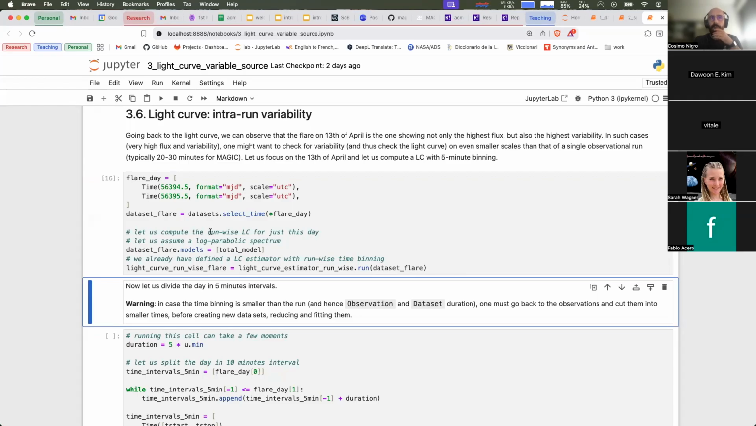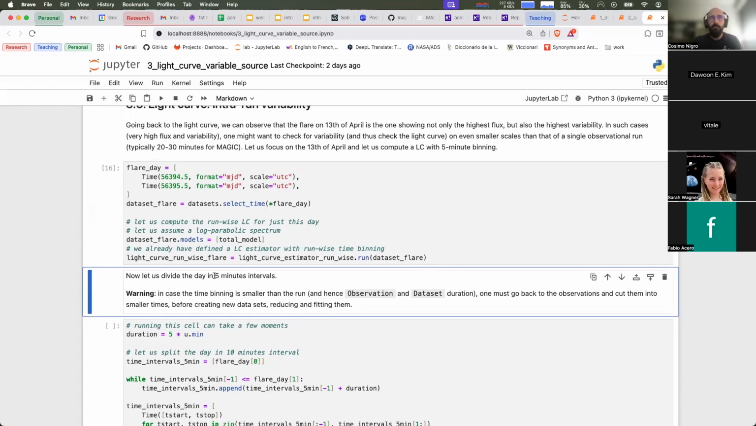And then I just compute the run-wise light curve just for this day. And then I want to make now 5-minute intervals, okay? There is a warning here: if you have time bins that are larger than the observation time, there is no problem for Gammapy. It will automatically cluster together and stack basically the observations within this time bin.